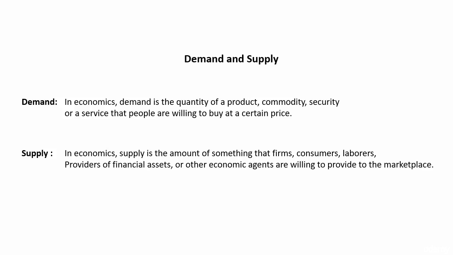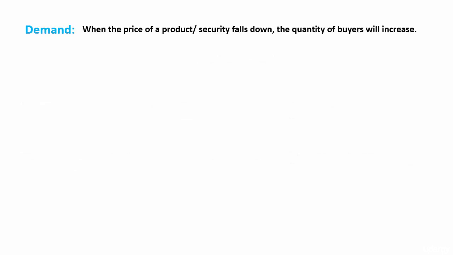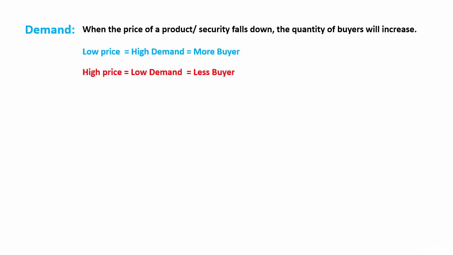According to this theory of demand, when the price of a product, asset or security falls, the quantity of buyers will increase. That means if the price of a product is low, then the demand will increase and more people would be willing to buy that product at the lower price. On the other hand, if the price of a product is high, then the demand for that product will decrease and hence fewer people would be willing to purchase it.